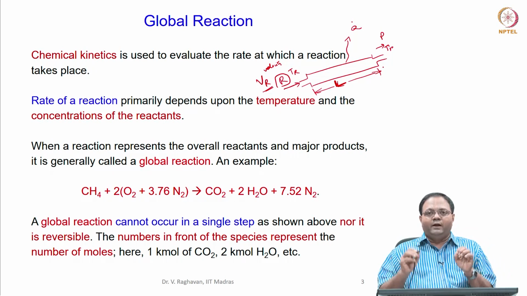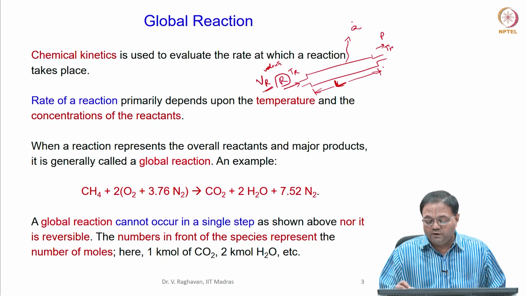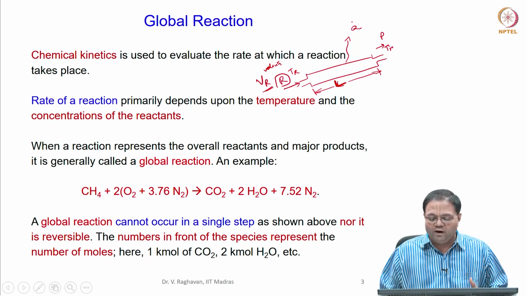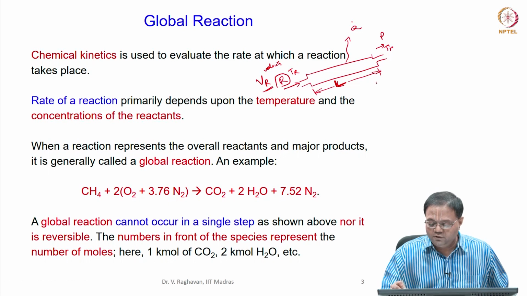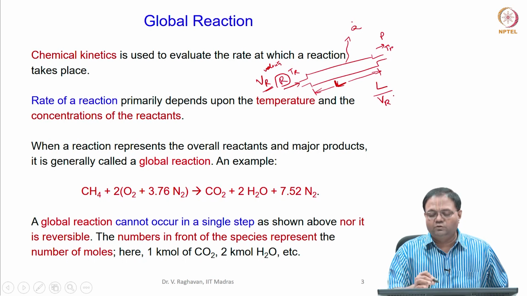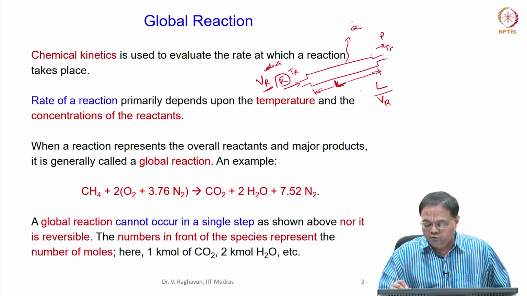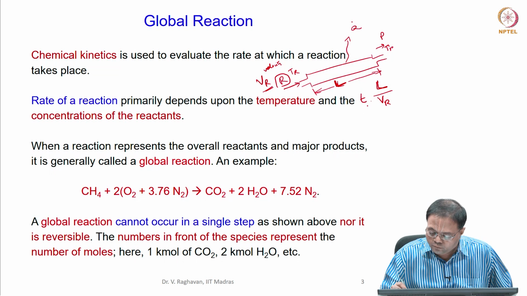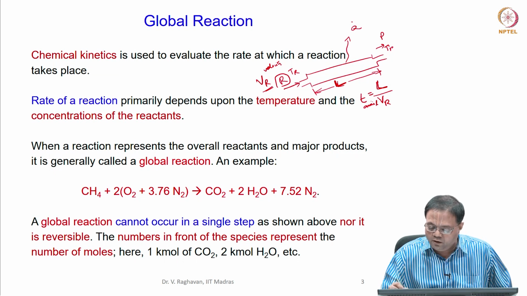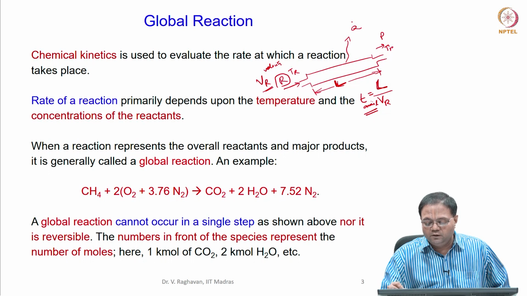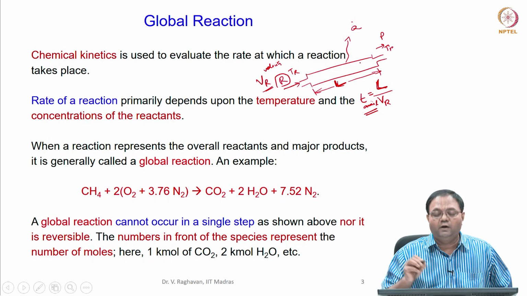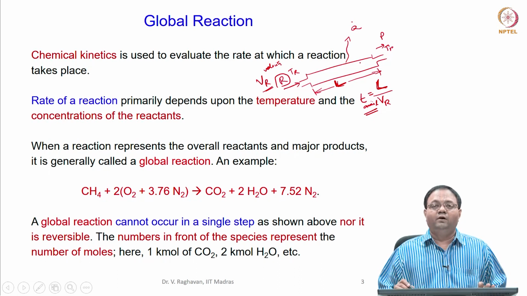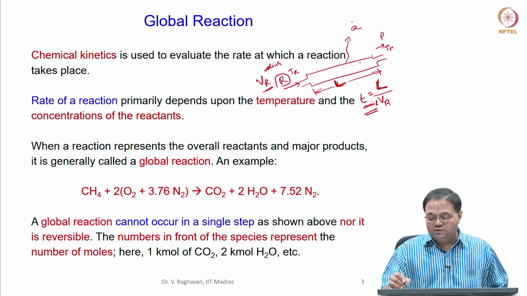If you do not have an idea of whether the reaction will be completed within this length, then consider that the time available for the reaction to complete is this length divided by VR, the velocity at which the reactants are passed. The velocity is in meter per second. So this is the time scale, the time available, and the question is whether the reaction will be completed within this time.